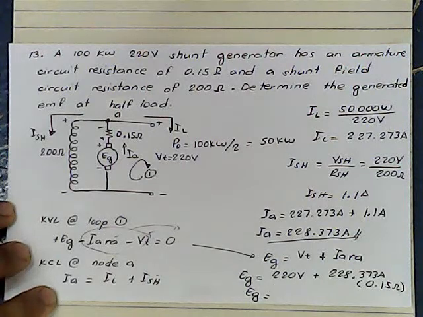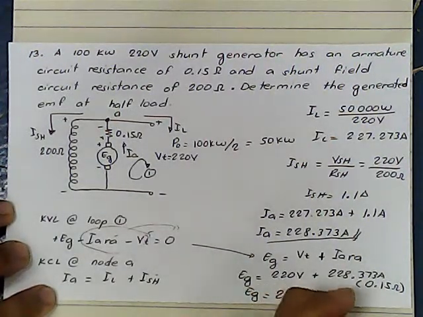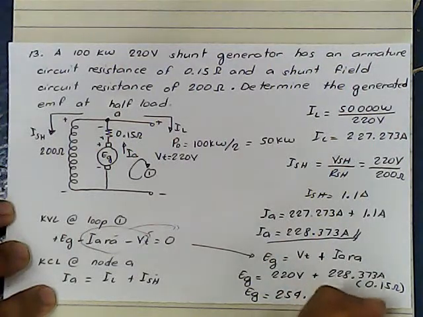So, 220 plus 228.373 times 0.15. 15, 220 volts plus 228.373 times 0.15. We have 254.256 volts.